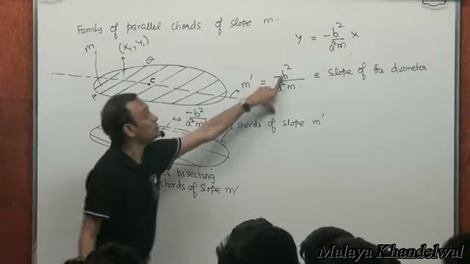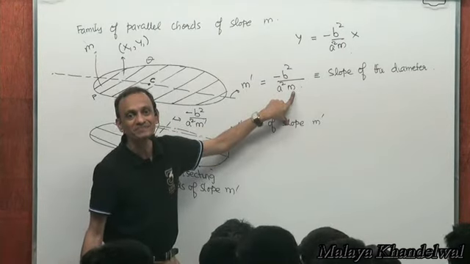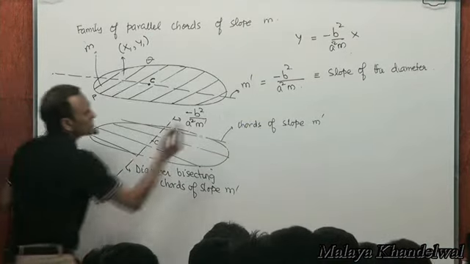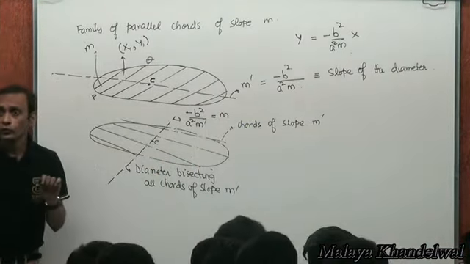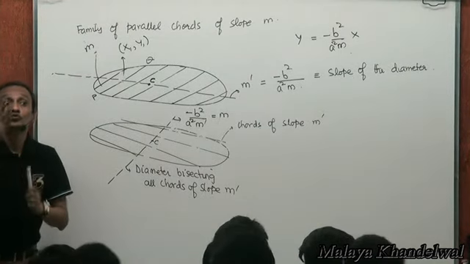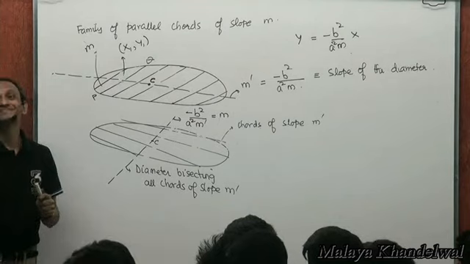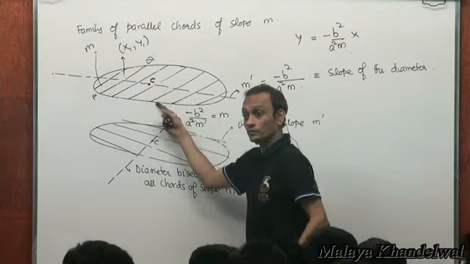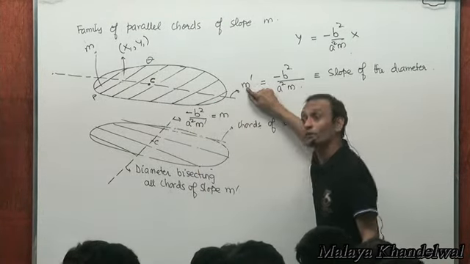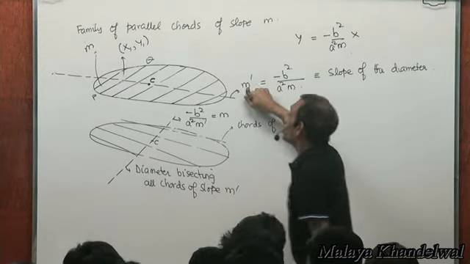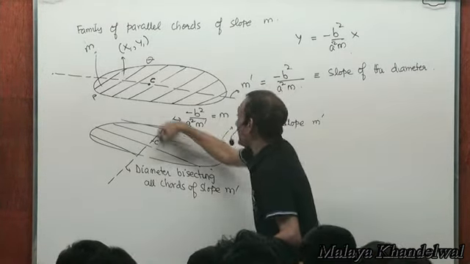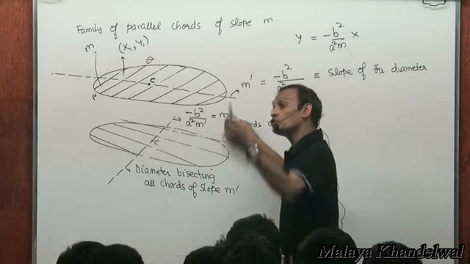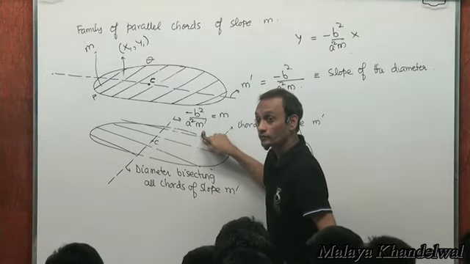But minus b squared by a squared m prime is actually m, yes or no? Yes, sir. So this is m. Which means, please listen to me, that if I have chords of slope m, then a diameter of slope m prime will bisect all the chords. If I have chords of slope m prime, then a diameter of slope m will bisect all chords of slope m prime. Yes or no?